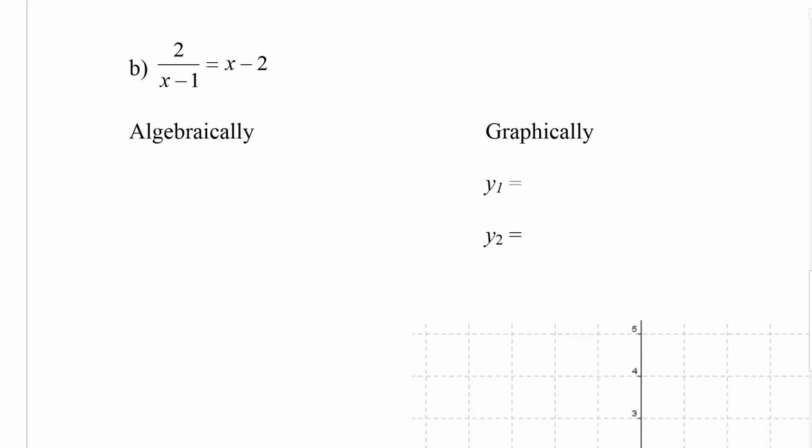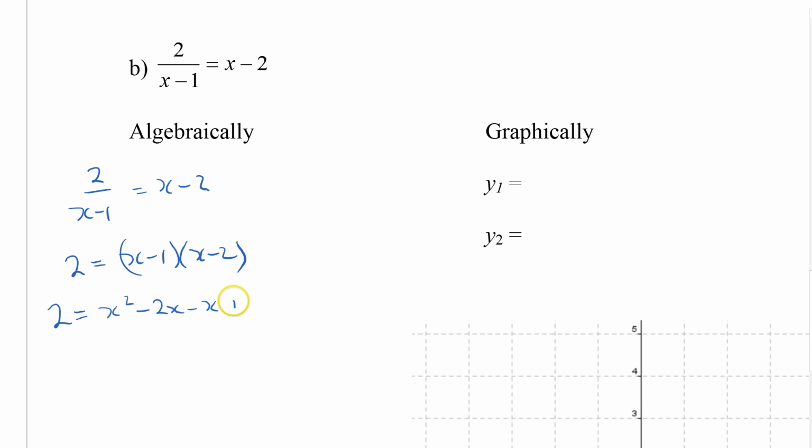So algebraically, we're going to solve for x. If I have an x on either side here, I'm going to multiply both sides by x minus 1. So I have 2 is equal to x minus 1 times x minus 2. Now when I multiply that out using FOIL, I would get x squared minus 2x minus x plus 2. So I will get x squared minus 3x plus 2.